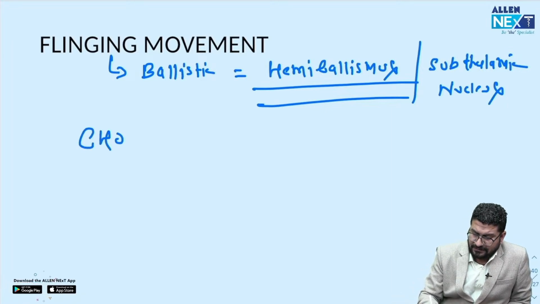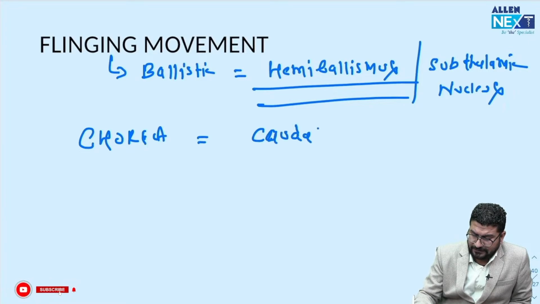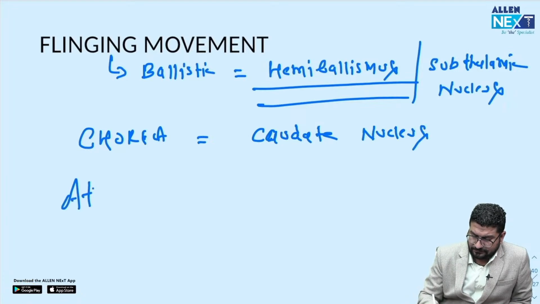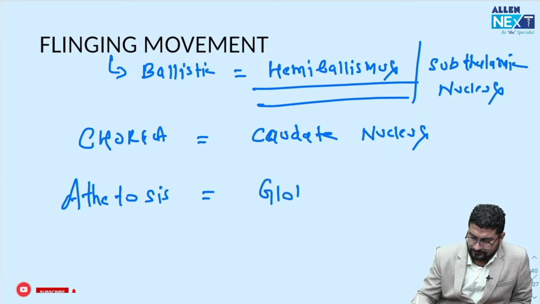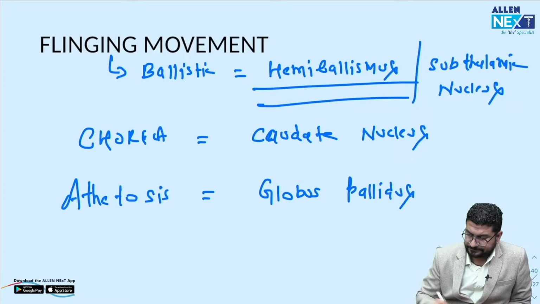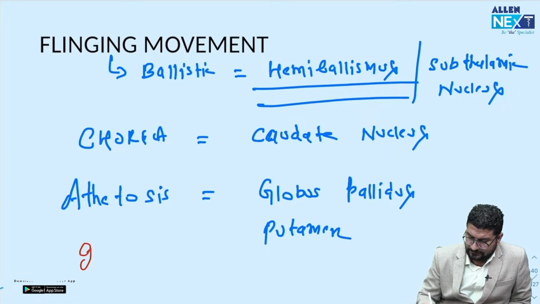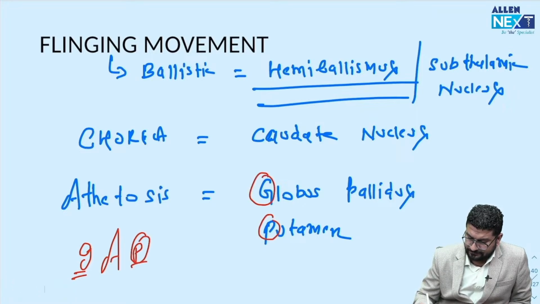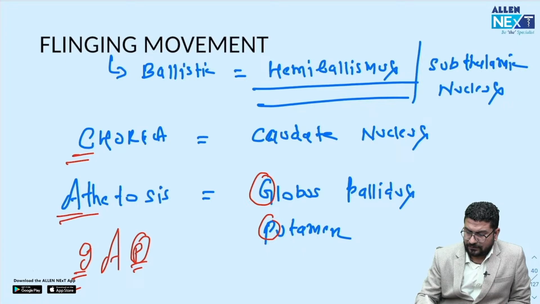Then remember, we have other movements like chorea. So C4 chorea, C4 caudate nucleus. So chorea is seen whenever there is damage in the caudate nucleus. Athetosis is seen whenever you see damage in globus pallidus and putamen. So remember this: globus pallidus, putamen, and A for athetosis, C for chorea. Ballismus, thalamus. Simple.